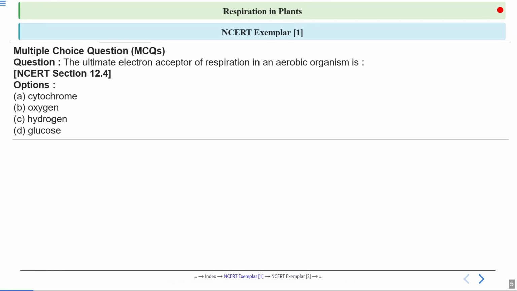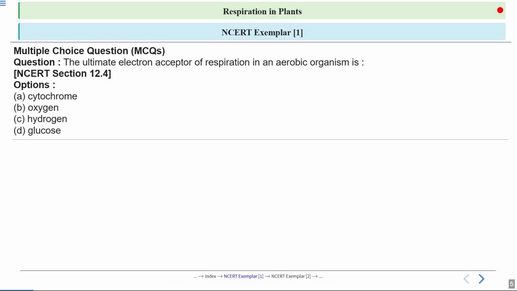So let us begin with the first question. The ultimate electron acceptor of respiration in an aerobic organism is? Options are option A cytochrome, option B oxygen, option C hydrogen, or option D glucose.